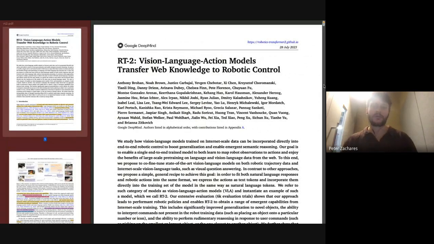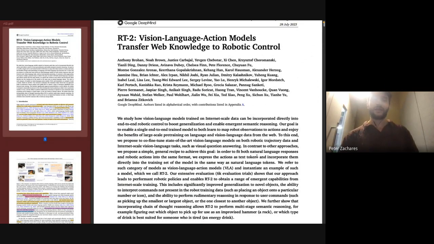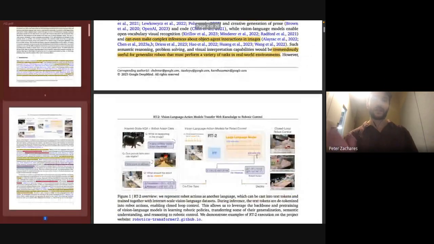So this paper, RT-2, stands for robotics transformer 2, because there's a robotics transformer 1, and that's one of the inspirations for this paper. For robotics transformer 1, the authors collected this massive data set, massive by robotics terms, of robots accomplishing tasks.